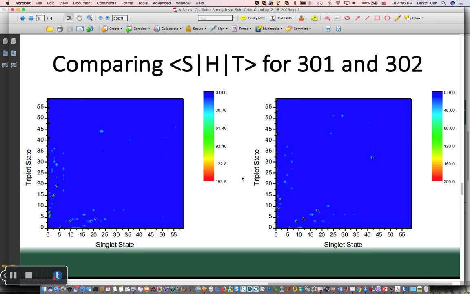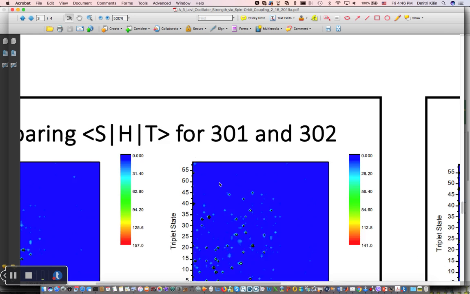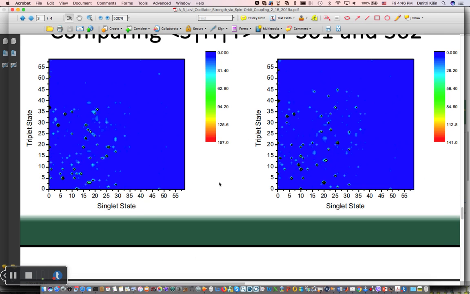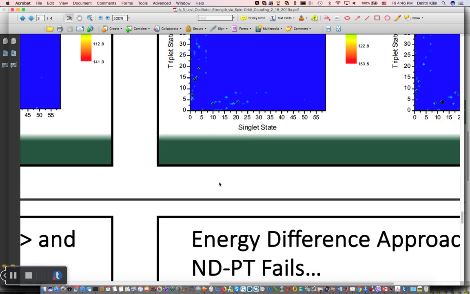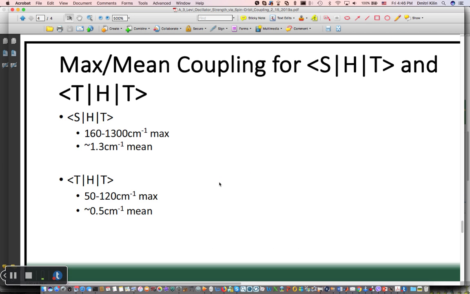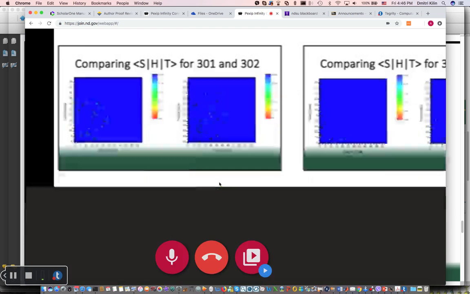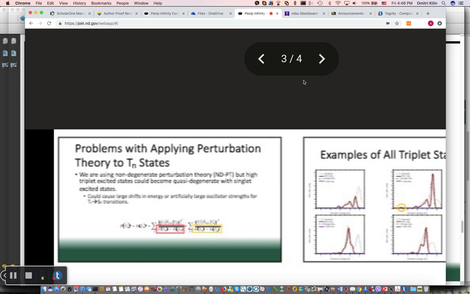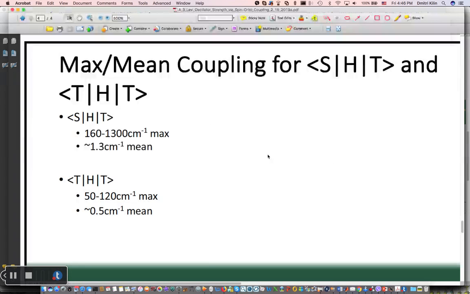And these are kind of all the same, so I stopped making them because it's not helping at all. So then I just looked at the max and min. So the singlet ranges from about 160 to 1,300 wave number, and then the mean is about 1.3. So on average, they're not really doing a lot, but when you get a small energy difference and a large coupling, you get massive changes.